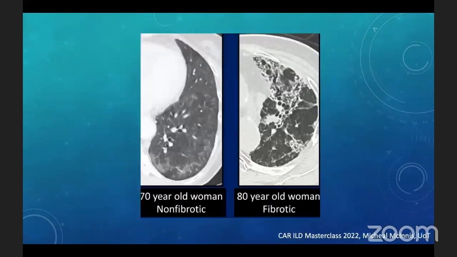This is just an example to discriminate between the fibrotic and non-fibrotic type. We can see that there is traction bronchiectasis, and this is definitely a fibrotic type, while on this image, we only see ground glass opacities, but there is no real traction bronchiectasis to suggest fibrosis.